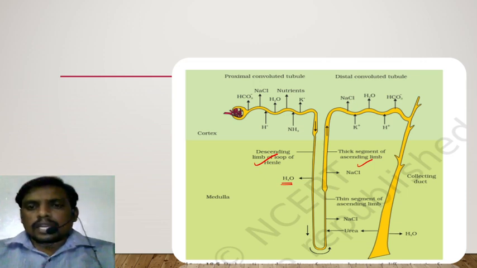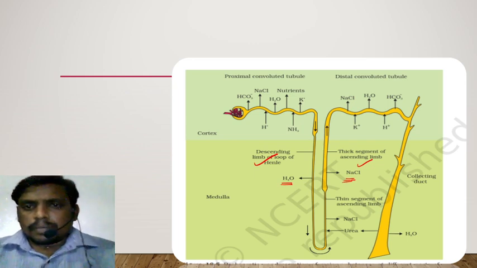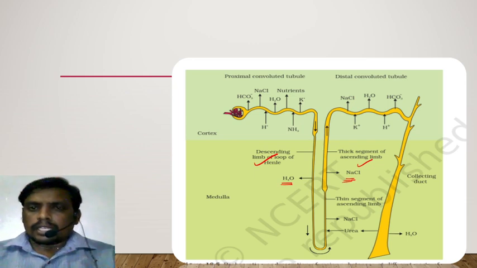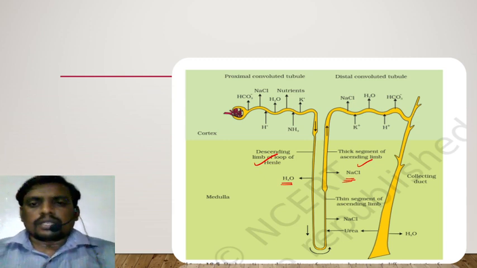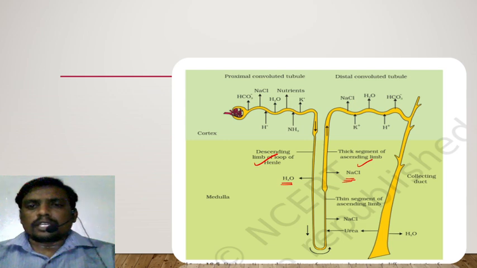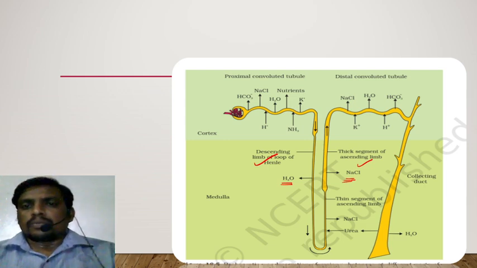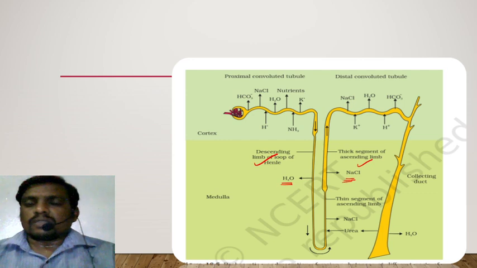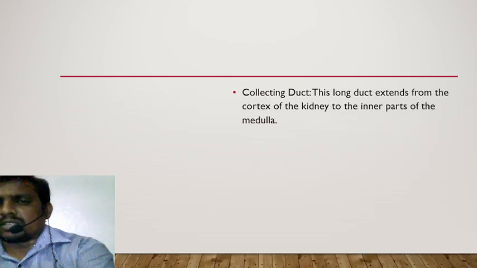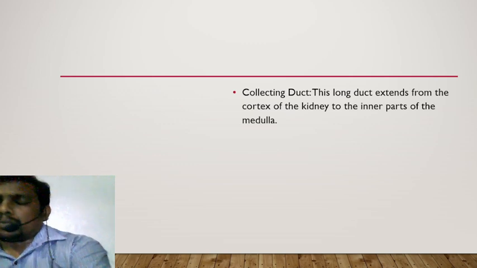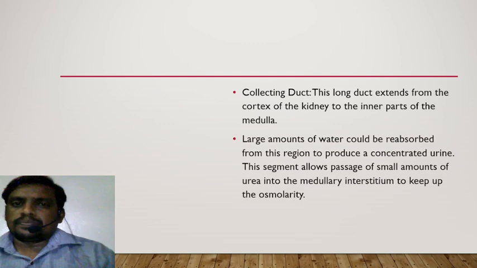permeable to electrolytes, impermeable to water. Okay. So this is the thick segment of the ascending limb. What is that? A very thick segment of the ascending limb passes upwards and forms the distal convoluted tubule. You know the salient features of the distal convoluted tubule, how it helps in the process of conditional reabsorption.